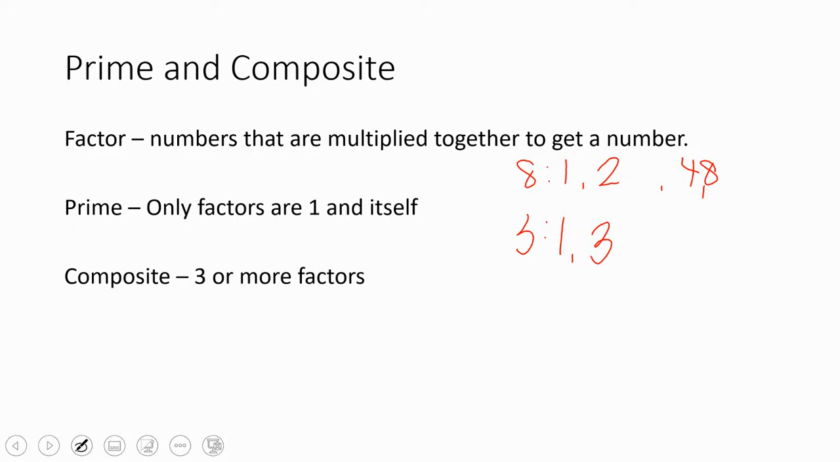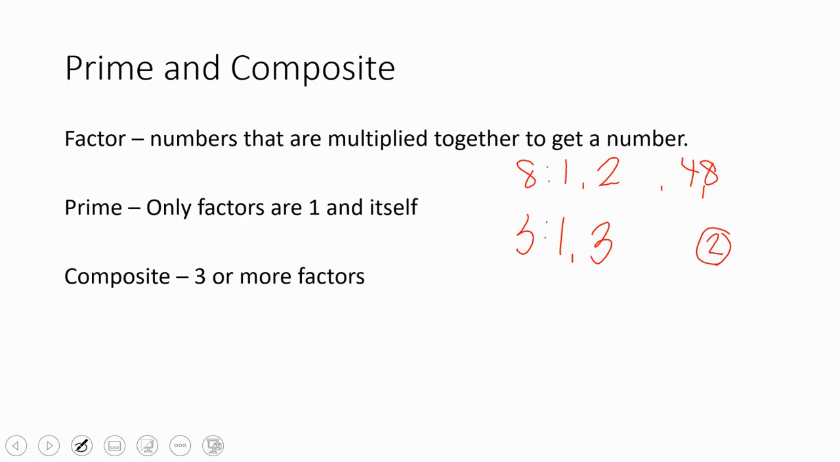Fun fact, the only even prime number is 2, because all other even numbers are going to be divisible by 2 or have a factor of 2. So 2 is the only even prime number. So if you have an even number and it's not 2, you can automatically click composite.